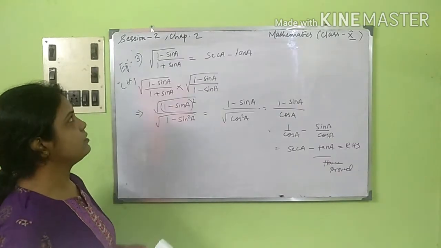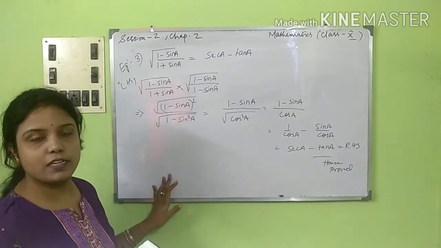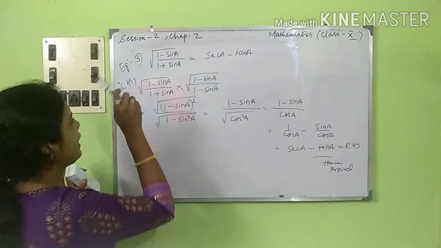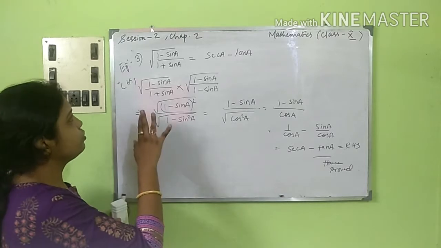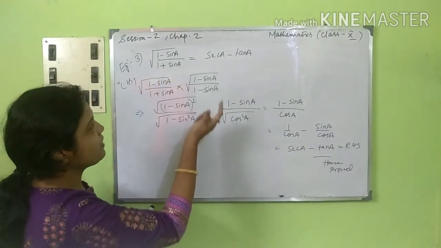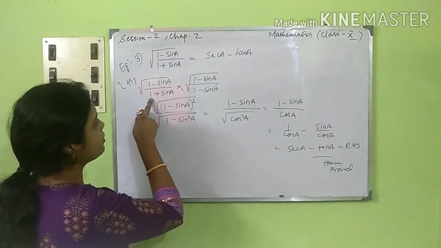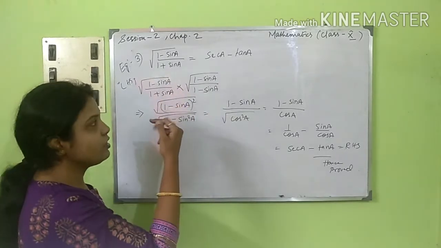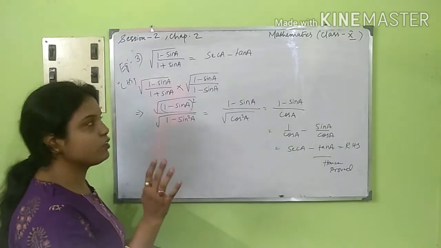Now the third example. Root over (1 − sin a)/(1 + sin a), this whole part is under the root, equal to sec a − tan a. So first we are going to take up the LHS part. We have already done rationalization in class 9. So whenever there is a plus sign, we need to multiply with the opposite sign. Here in the denominator it is 1 + sin a, so we are going to multiply in the numerator and denominator with the opposite sign. That means (1 − sin a) into (1 − sin a), obviously with roots.